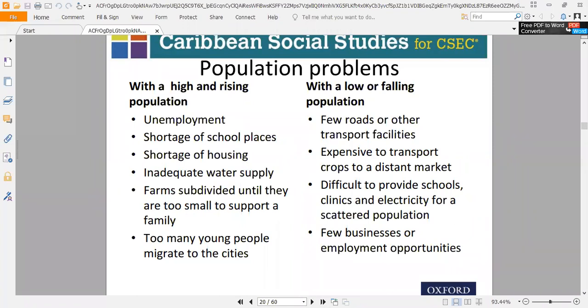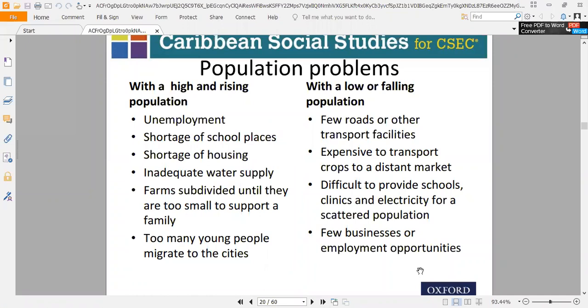So with a high and rising population, we are faced with unemployment, shortage of school spaces, shortage of housing, inadequate water supply, farms are subdivided until they are too small to support a family, too many young people migrate to the cities.